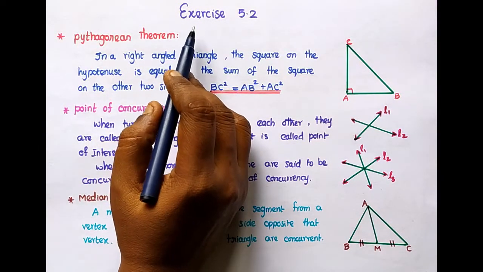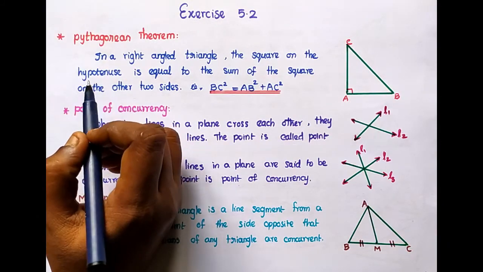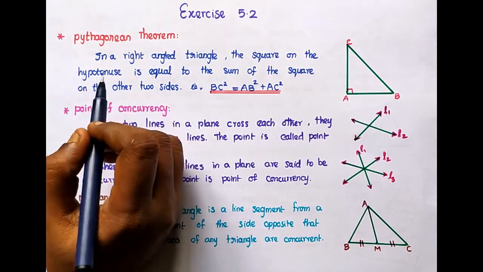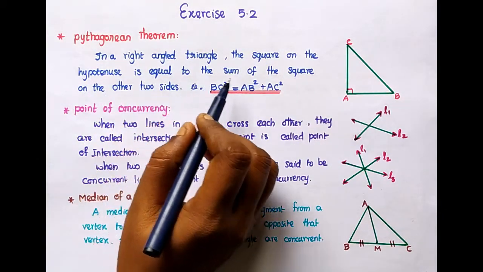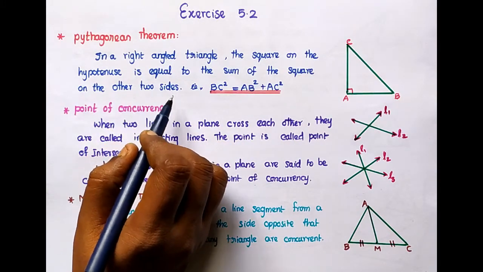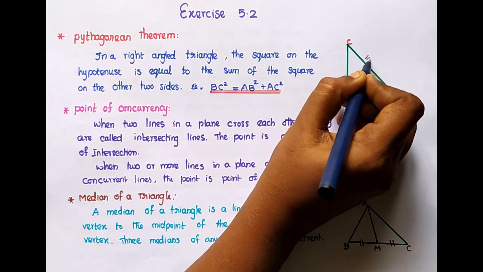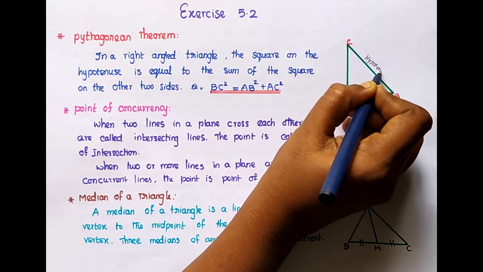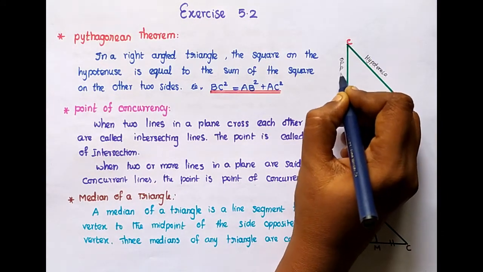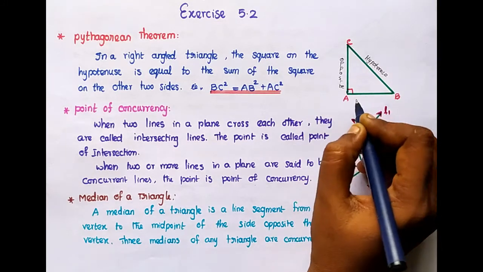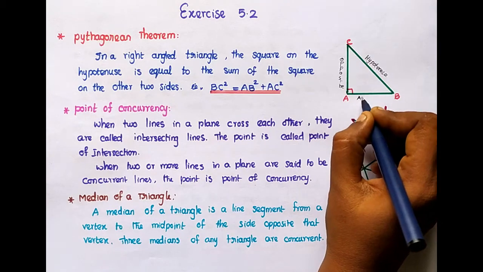Look at this exercise 5.2. Here we discuss the Pythagorean theorem. Pythagorean theorem means in a right angled triangle, the square on the hypotenuse is equal to the sum of the square on the other two sides. BC is the hypotenuse. Already you know that, and this is the opposite side, and this is the adjacent side.